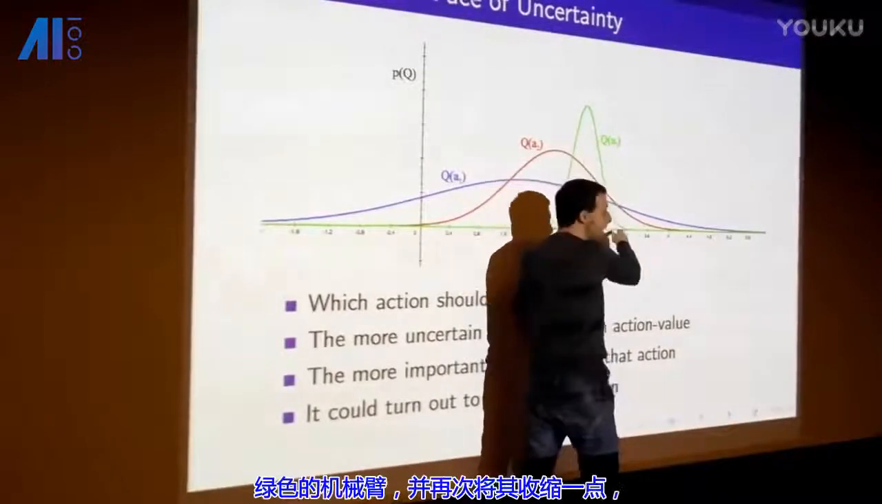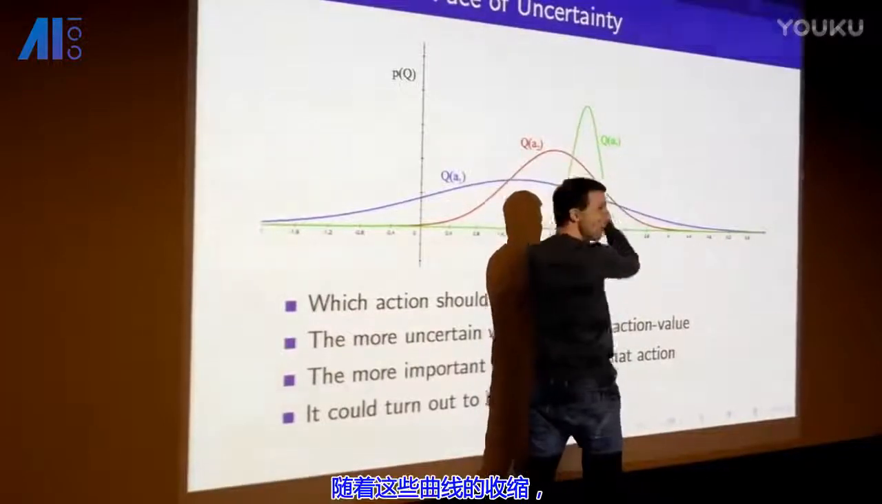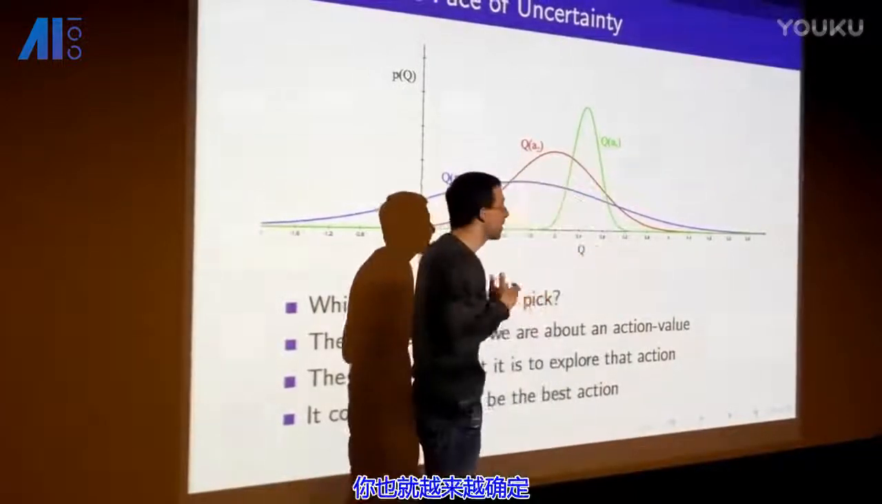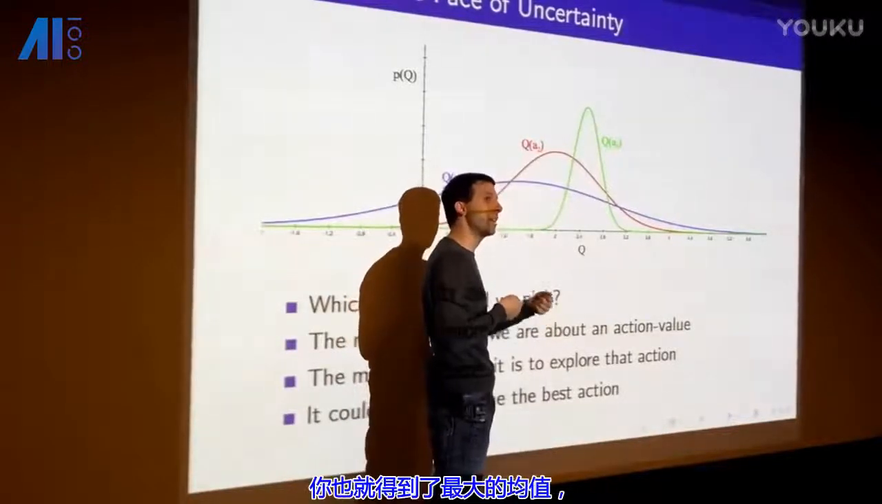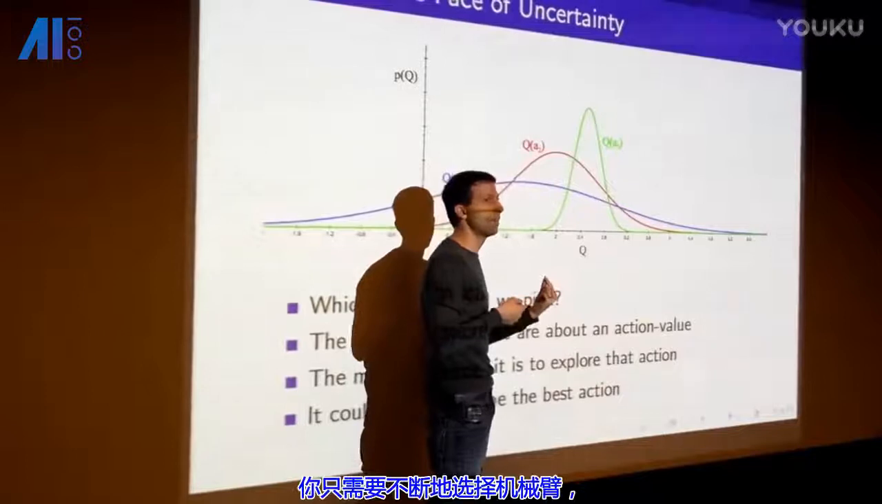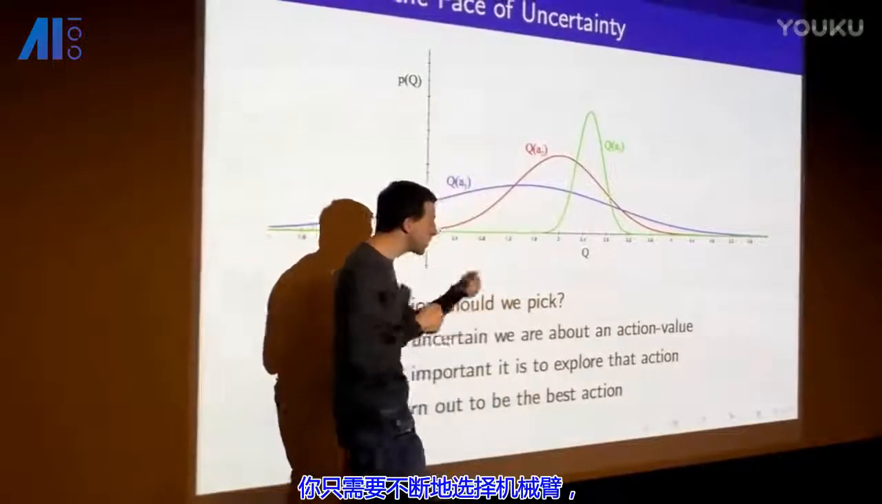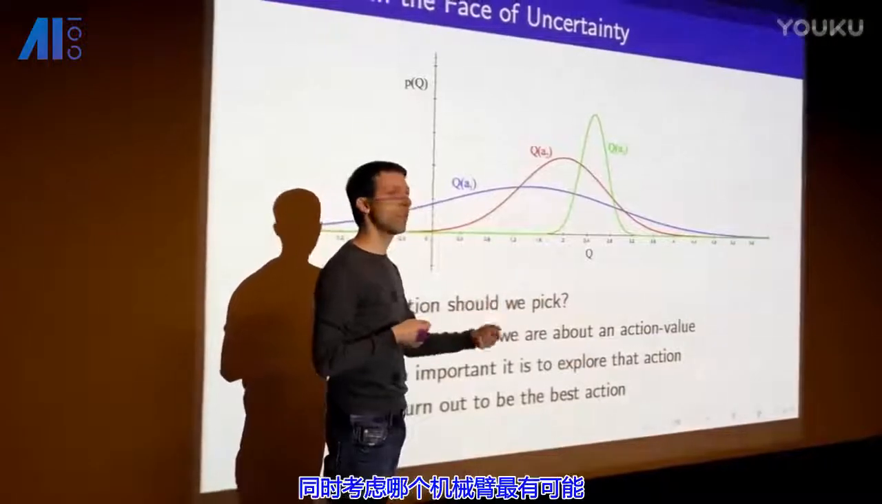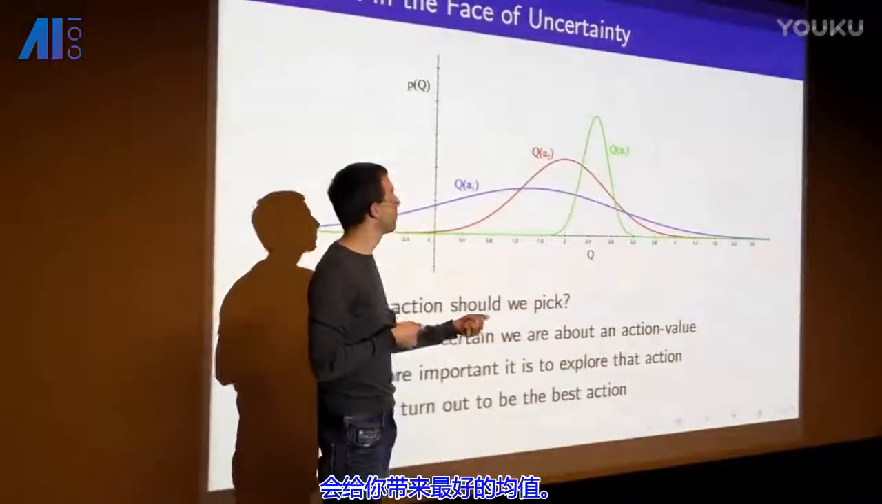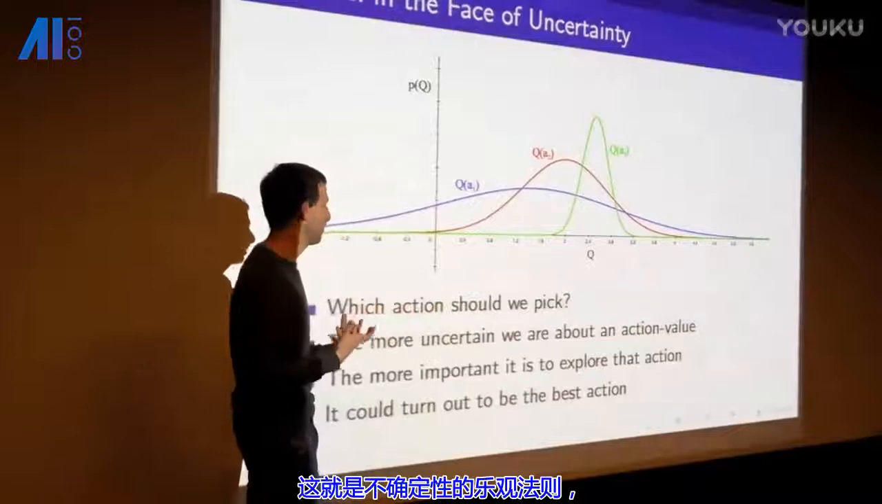And now you'll play the green arm, that will narrow it down again, and as you narrow these things down, you start to get more and more sure about where the best action really is, until you're actually just picking the one that's got the maximum mean. So it's a way to keep pushing down your uncertainty, but at the same time find the thing which has the most potential to do well. So this is the optimism in the face of uncertainty principle.